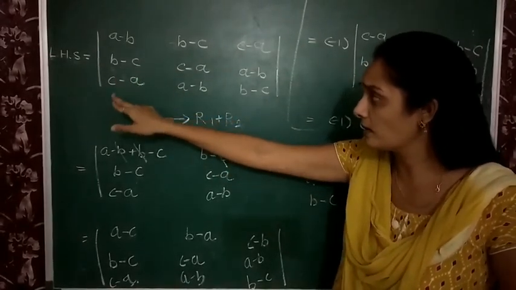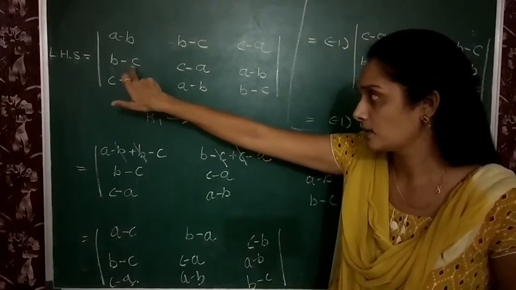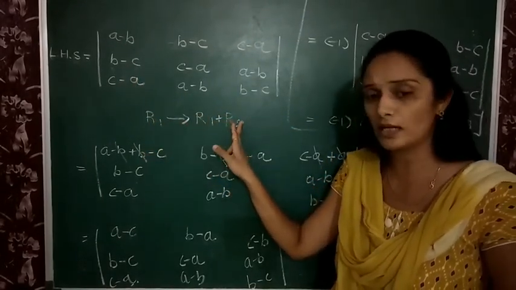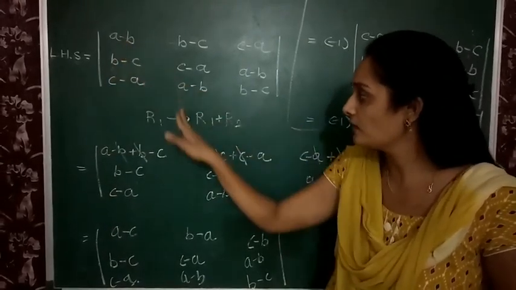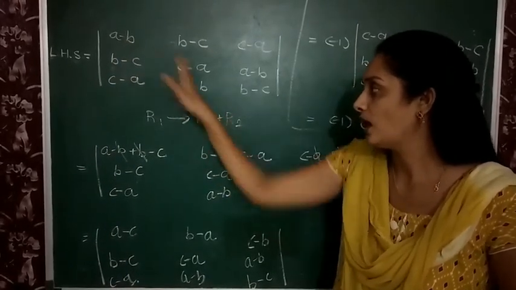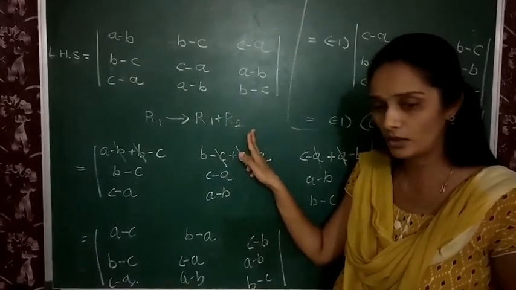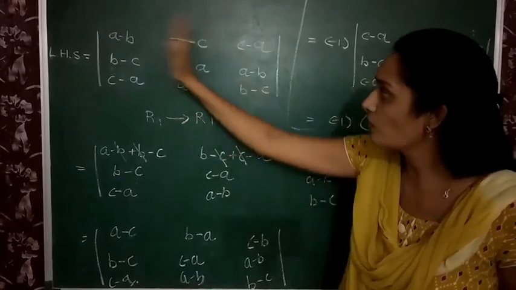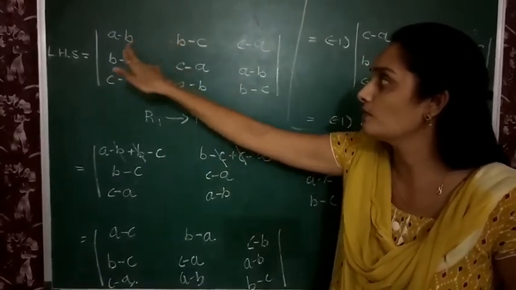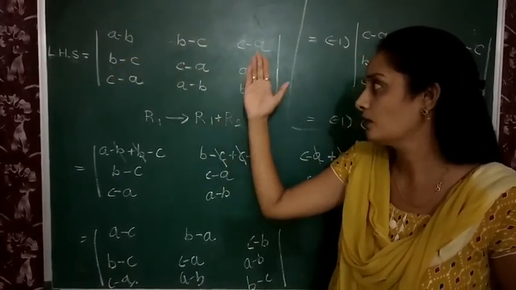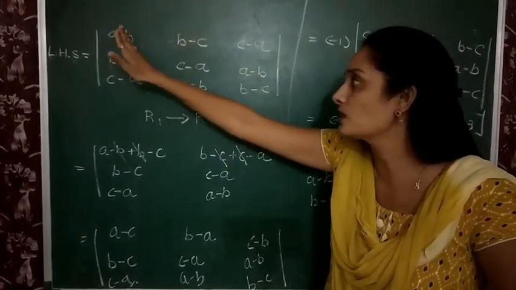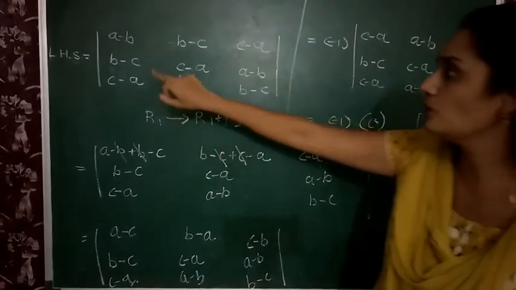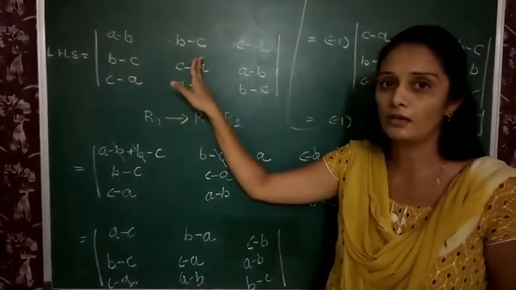This sum can also be done like this. You can add second and third row. That means R2 transfers to R2 plus R3. Otherwise, R1 transfers to R1 plus R3. Okay. You can also apply all these operations on columns. That means C1 transfers to C1 plus C2. Otherwise, C2 transfers to C1 plus C3. Otherwise, C3 transfers to C1 plus C3.